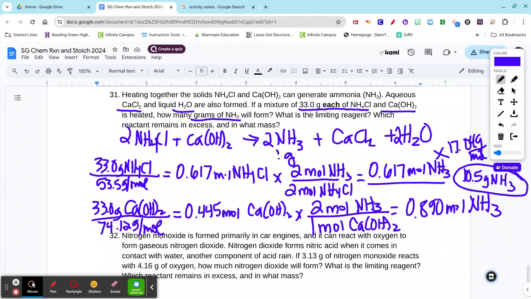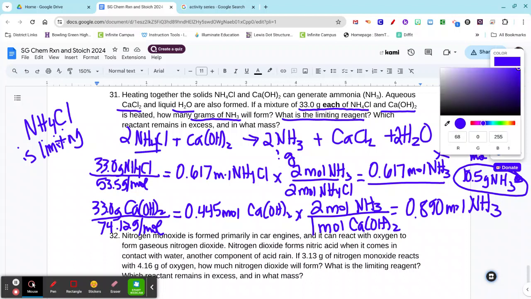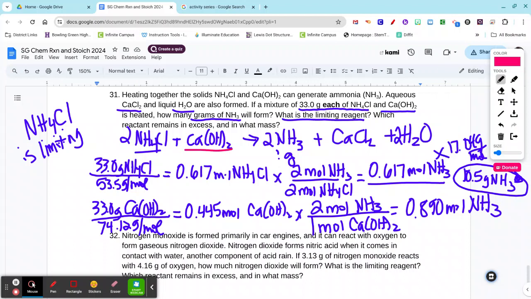So now I need to figure out, because it's asking me more questions, what is the limiting reactant or reagent? So if this is my correct product, I go back and I see what I started with. So NH4Cl is limiting. Okay. So now the next question asks, which reactant remains in excess? Well, if this one's your limiting, then your other one has to be your excess. This one's your excess. Okay.